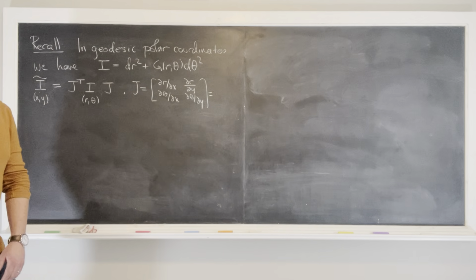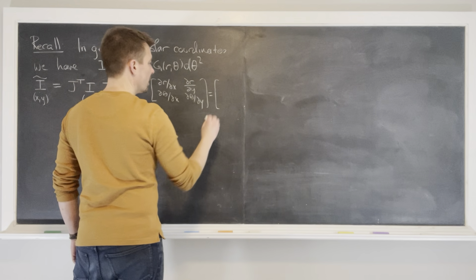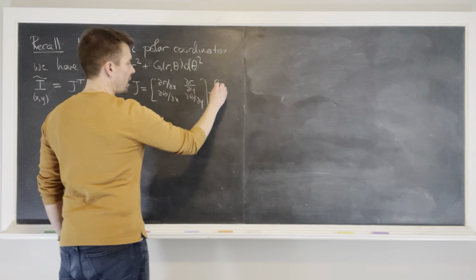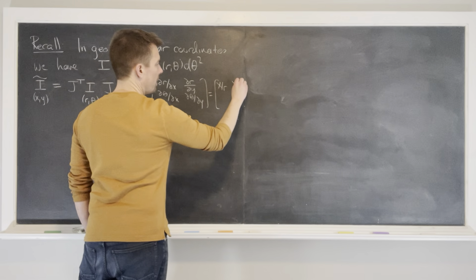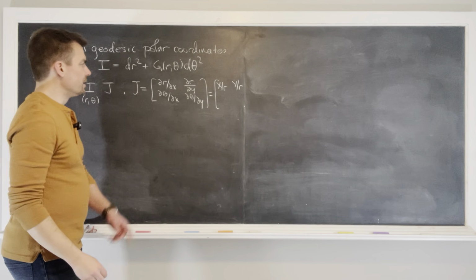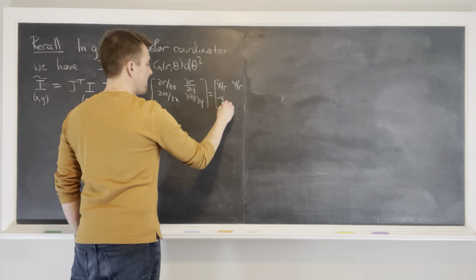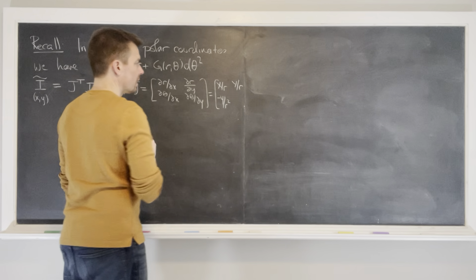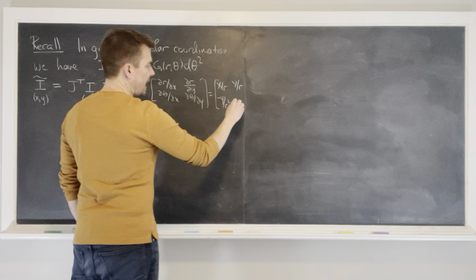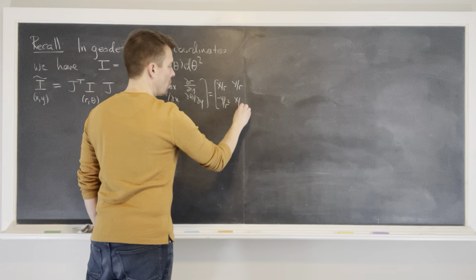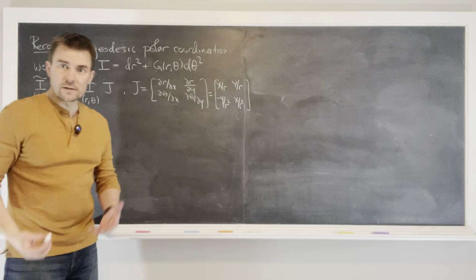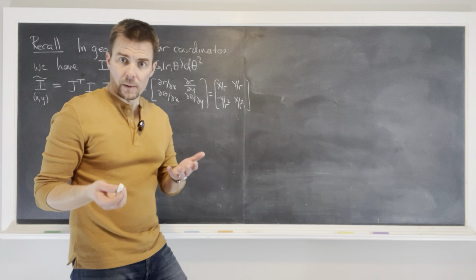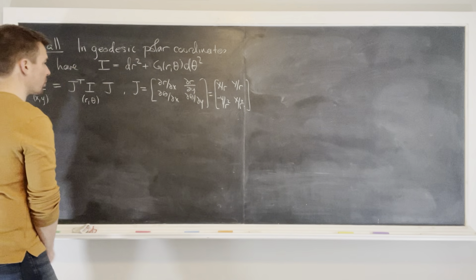And we know how to compute these things, right? So dr dx is going to be x over r. dr dy is going to be y over r. d theta dx is negative y over r squared. And then d theta dy is x over r squared, right? We've done these calculations before. I'll link to videos where I've shown how to prove those facts, but those are elementary facts about polar coordinates.